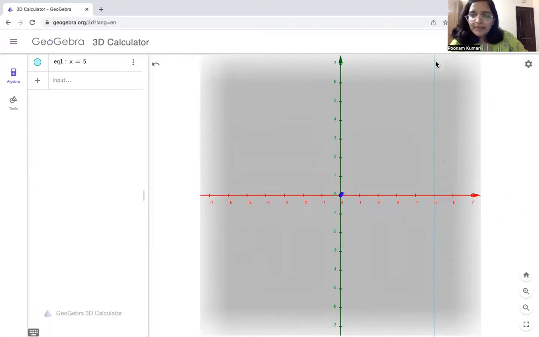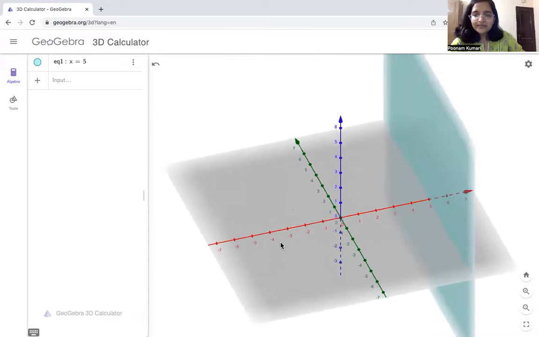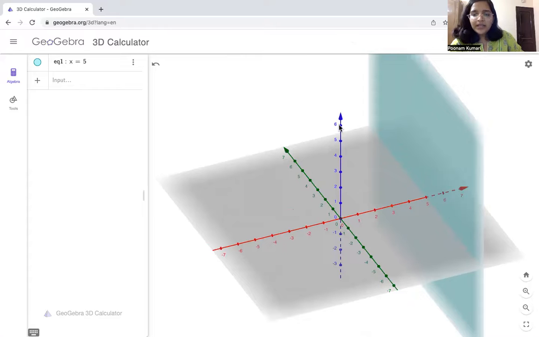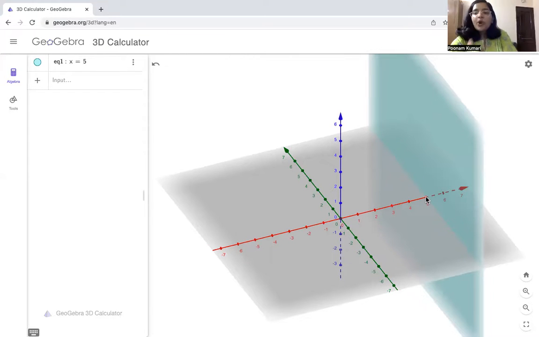Okay. So in 2D, x equals 5 is simply a line, right? A simple line. This red one is our x axis, the green one is our y axis, and this x equals 5 is our simple line, right? But when you convert this to 3D, what happens? Then you also have a z axis, right? So this blue line is our z axis. So x equals 5 will look like a plane. A plane that cuts through 3D at x equals 5. So this is where x is equal to 5, and you have plotted a whole plane here.